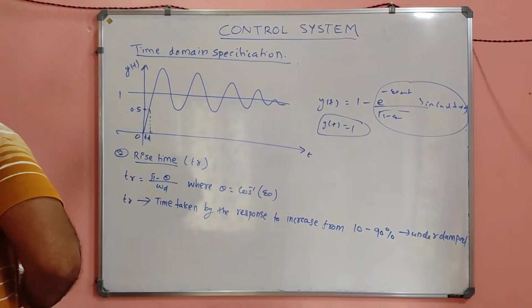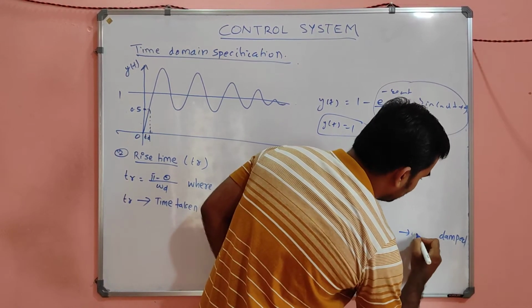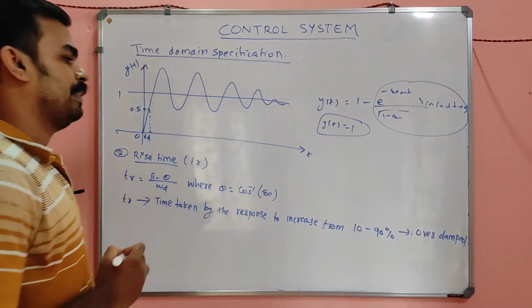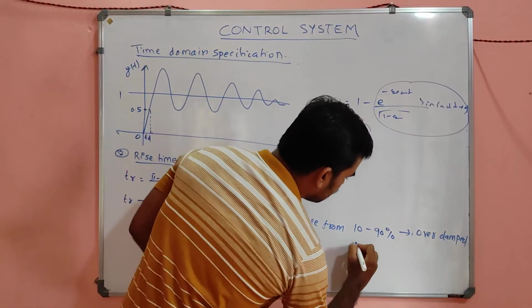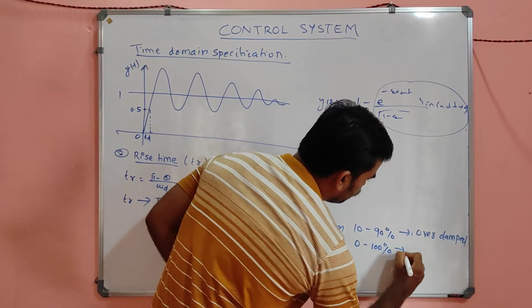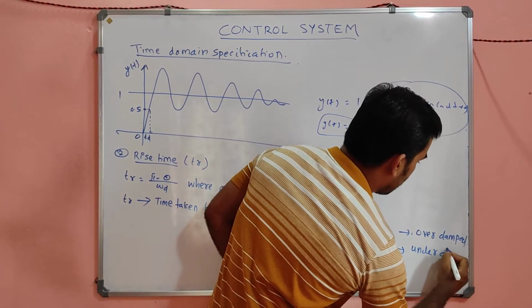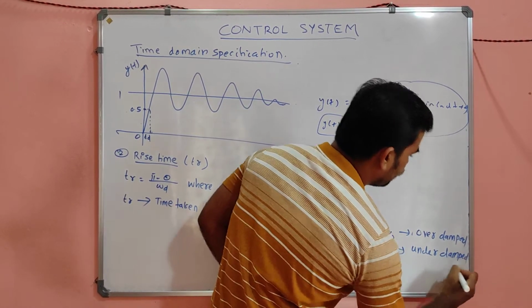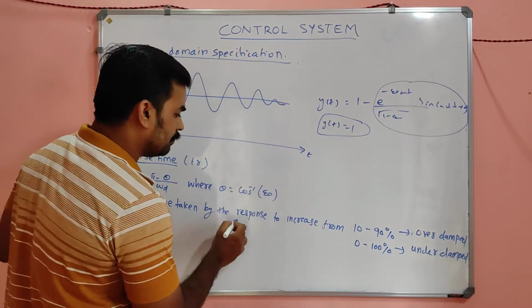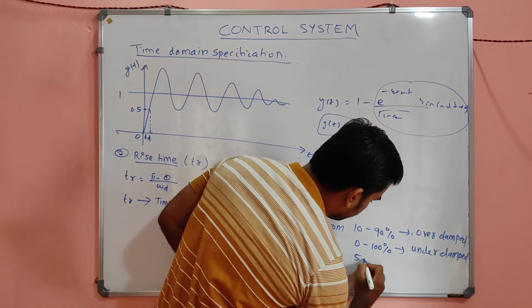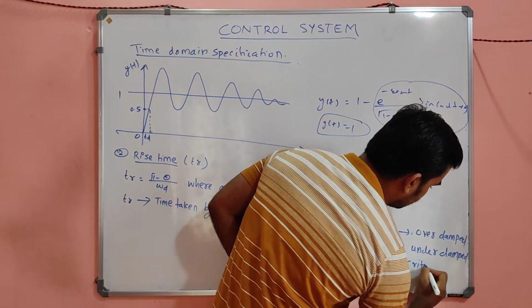And again it will be confusion, no? It is always confusing. For the underdamped case, it is the time taken by the response to increase from 0 to 100%. And for the critically damped case, it is the time taken by the response to increase from 5 to 95%.